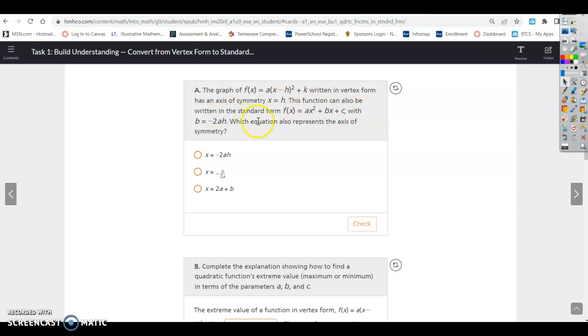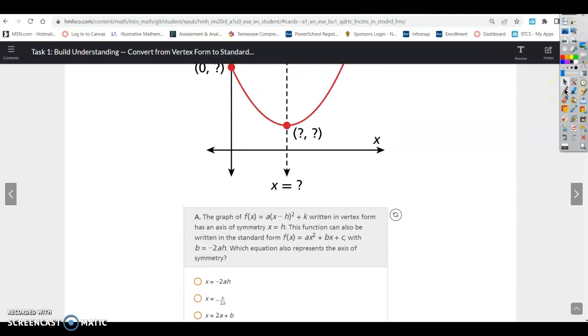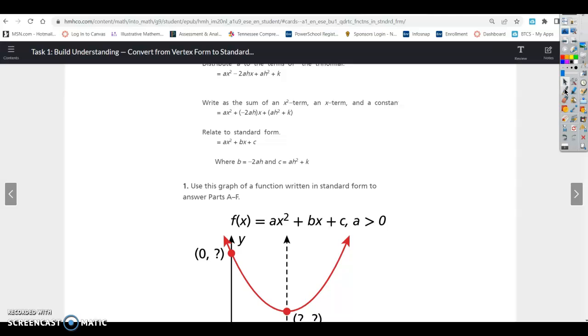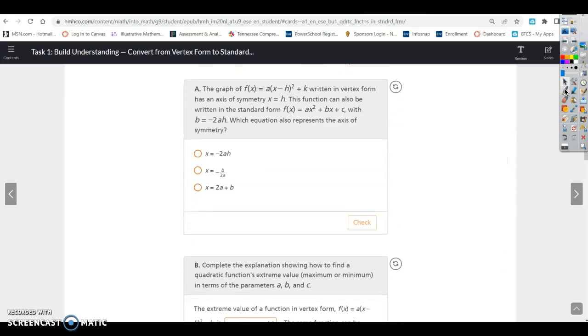This function can also be written in standard form, f of x equals ax squared plus bx plus c, with b equals negative 2ah, which equation also represents the axis of symmetry. Okay, so if we look above here, we already said this comes from this equation here, b equals negative 2ah. And if you remember in the previous lesson, our vertex is (h, k). So that was our x and y. That's what made up our vertex in vertex form.